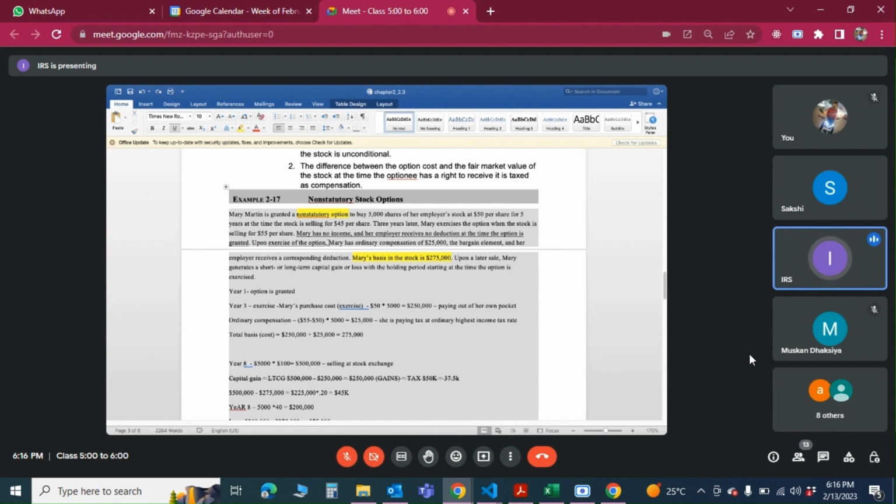Go ahead, Sakshi, read it from here. Upon exercise of the option, Mary has ordinary compensation of $25,000, the bargain element, and her employer receives a corresponding deduction. Mary's basis in the stock is $275,000. Upon a later sale, Mary generates a short or long-term capital gain or loss with a holding period starting at the time the option is exercised.